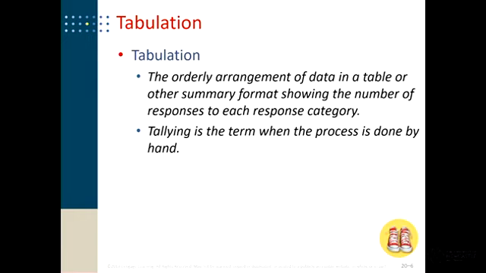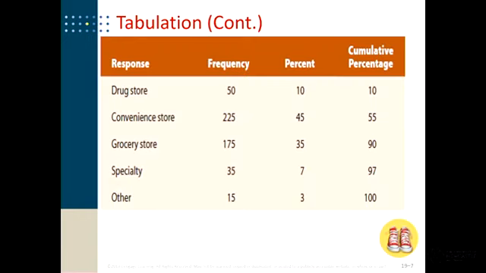So that is tabulation. If you look at this example, we already have seen a histogram for this tabulation. Now it's just in tabular form. As I already have said, the question that was asked is from where the respondents buy beers. So you can see that drugstore frequency is 50, convenience store is 225, grocery store is 175, specialty 35, and other 15. So it's actually an orderly representation of your data. So you tabulate the data and show the number of respondents who provided a particular response.